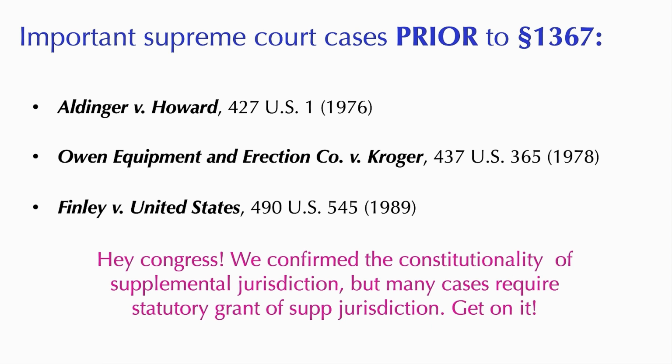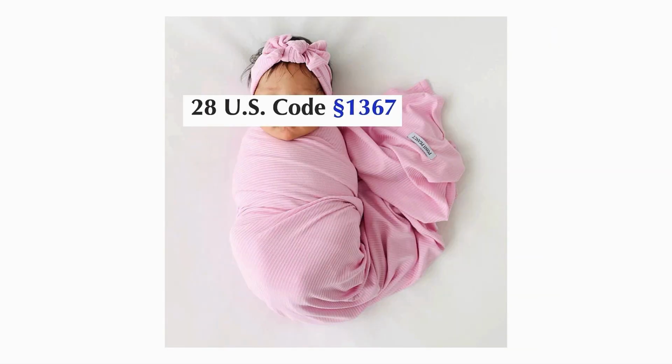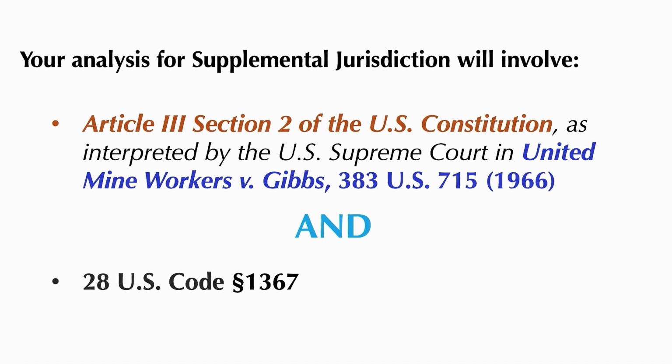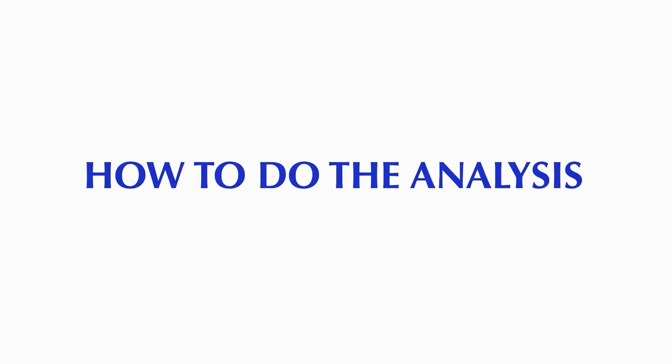And that's a very, very simplified explanation of why and how 28 U.S.C. 1367 came about. That's how 1367 was born. And why am I telling you all this? Well, your analysis for supplemental jurisdiction will involve two sources of authorization. Article 3, Section 2 of the U.S. Constitution as interpreted by the Supreme Court in Gibbs, and the Supplemental Jurisdiction Statute, 28 U.S. Code 1367.